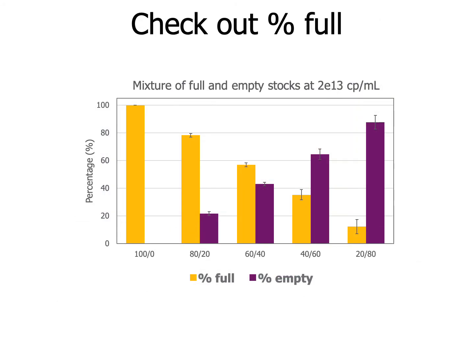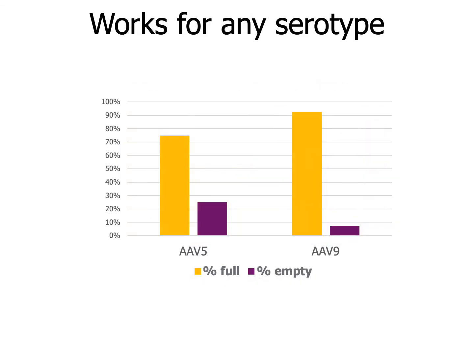To look more into our ability to see percent full values, we took stocks of empty and full AAV9 and mixed them at different ratios. For each combination, 100% full stock, 80% full stock, and so on, Stunner gets a good read on the data, and percent full and percent empty align well with expected values. And this idea works for any serotype. Just tell Stunner the basics about what serotype you have and what its DNA payload is, and Stunner takes care of the rest of the heavy calculating.